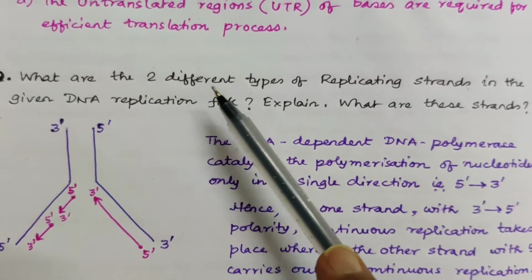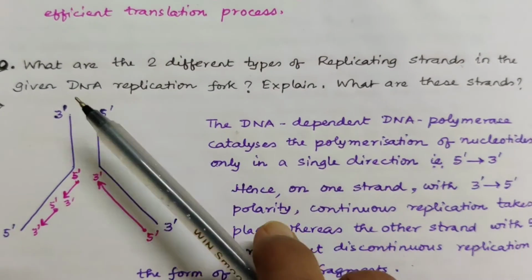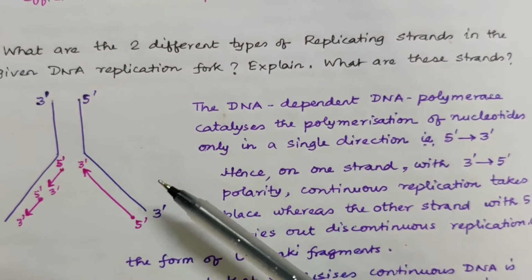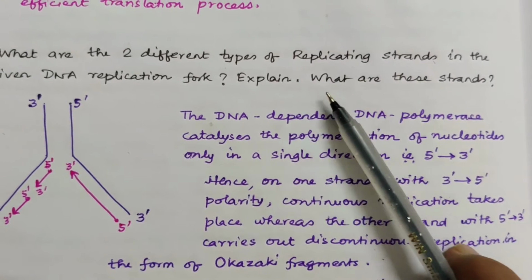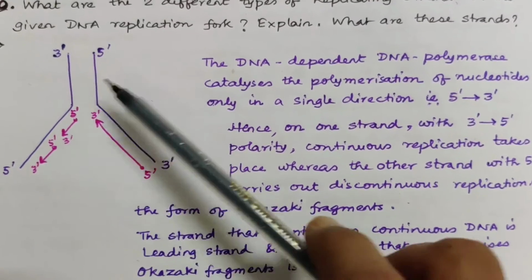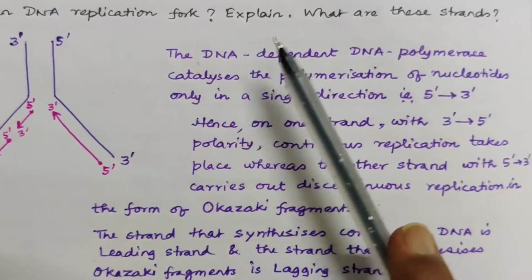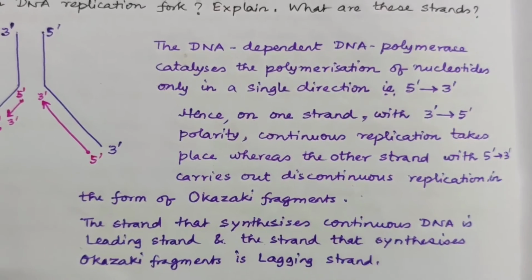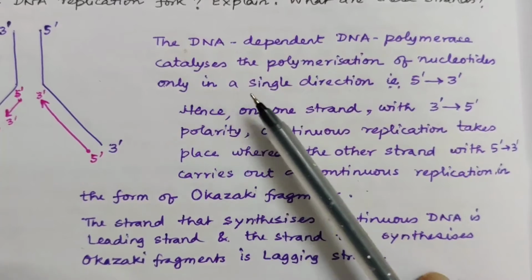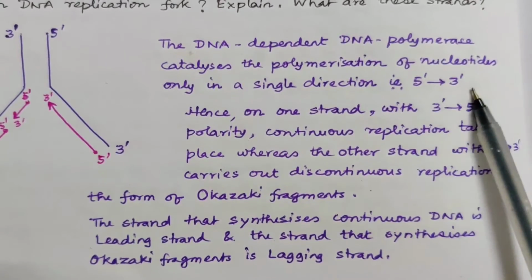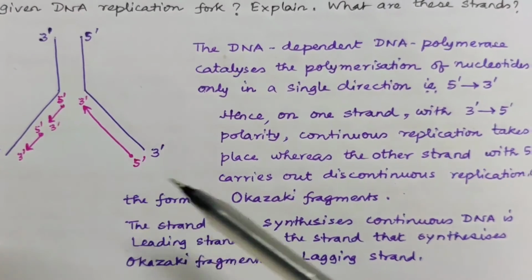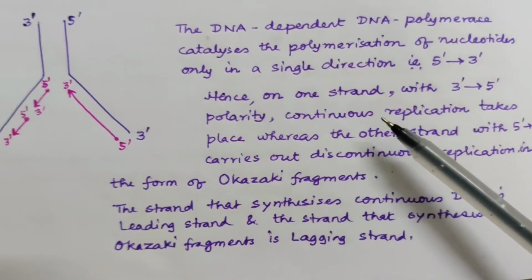Next question is, what are the different types of replicating strands in the given DNA replicating fork? This is the replicating fork, Y-shaped structure. You have to explain. And what are these strands known as? So you have seen the replicating fork. The DNA dependent DNA polymerase catalyzes the polymerization of nucleotides only in a single direction, that is 5' to 3' end only. Hence on one strand with 3' to 5' end, the polarity is continuous here.